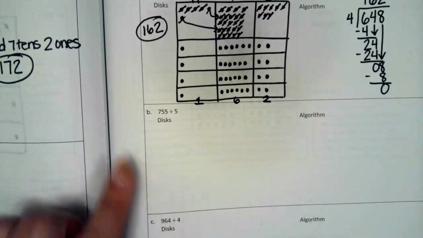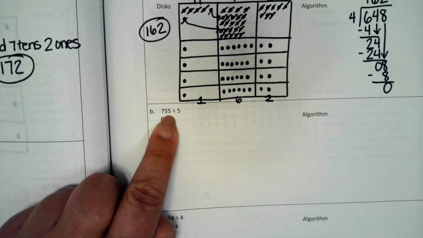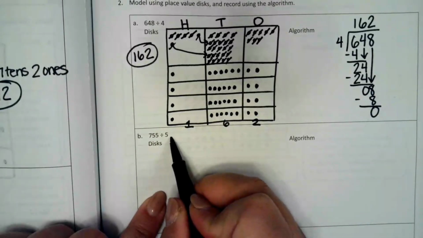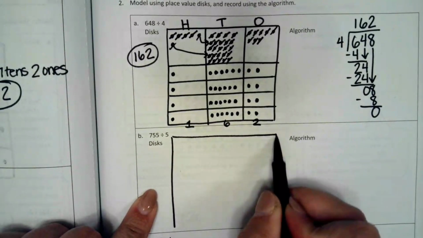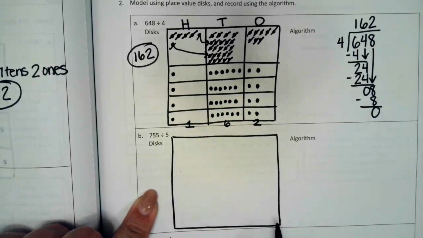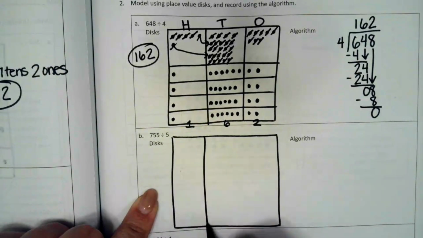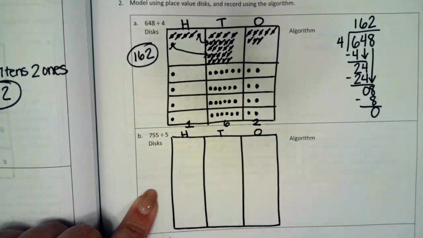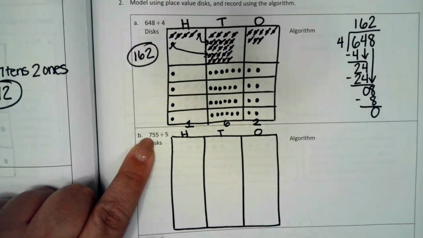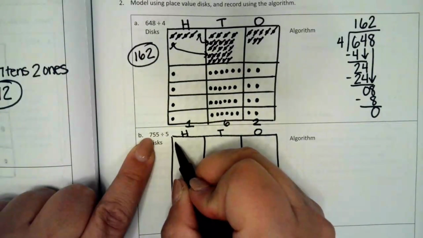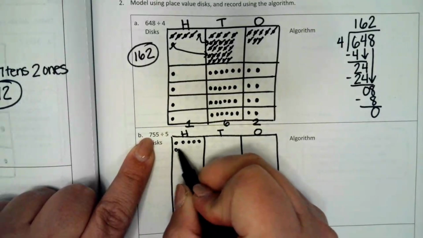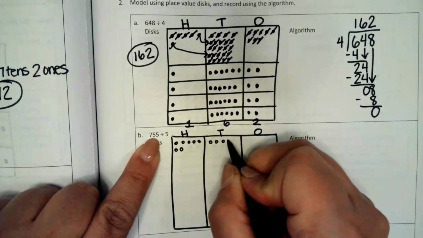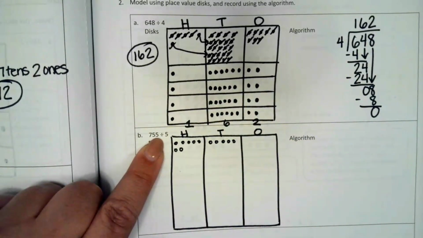Okay, let's try letter B, 755 divided by 5. Start with your place value chart for hundreds, tens, and ones. How many hundreds discs? 7. How many tens discs? 5. And how many ones? 5.